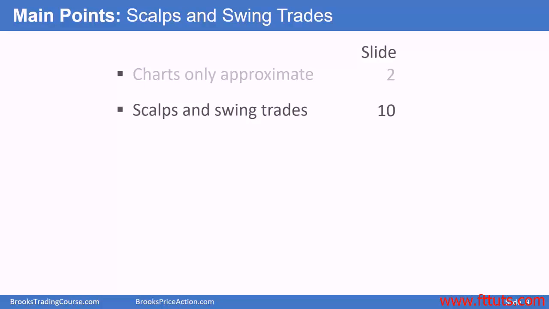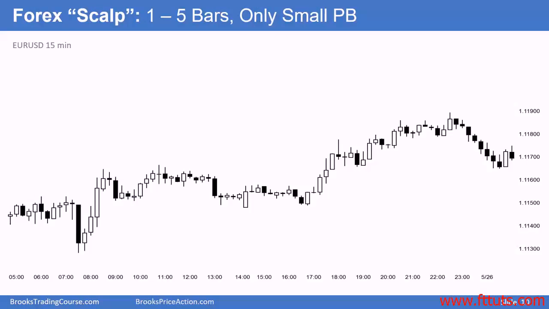I want to talk a little bit about scalping and swing trading. There's no clear definition of a scalp versus a swing trade. And in general, if a trade lasts 1 to 5 bars and there are no pullbacks or you allow only a minimum pullback, it's a scalp. And a lot of Forex traders don't even use the term scalp. Everything is a trade. So it does not matter if you get out with a 5 pip profit or an 11 pip loss. A lot of Forex traders just say it's a trade. They don't say it's a scalp.